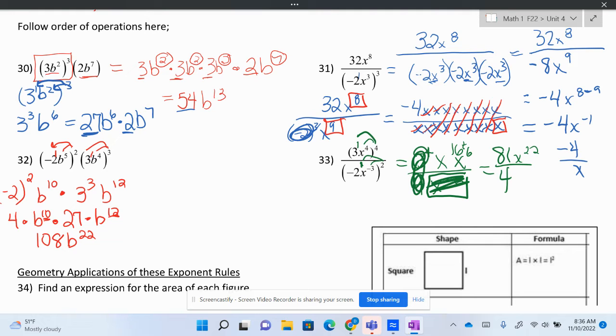It's not negative. That's 81 over positive 4. That's an equal sign. Sorry. You could reduce 81 over 4, but it would be a decimal. So I wouldn't reduce it. Leave it as a fraction. Okay.